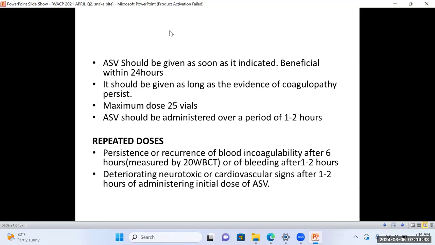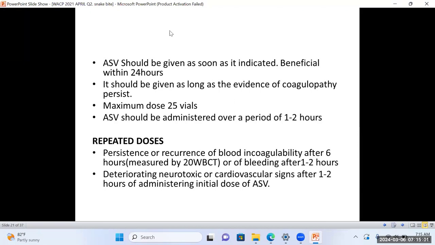So the anti-snake venom should be started as soon as possible. It is beneficial within 24 hours of snake bite. It should be given as long as there's evidence of systemic envenomation, especially if coagulopathy persists. Then the maximum dose should be about 25 vials.